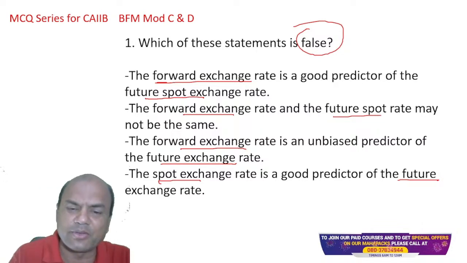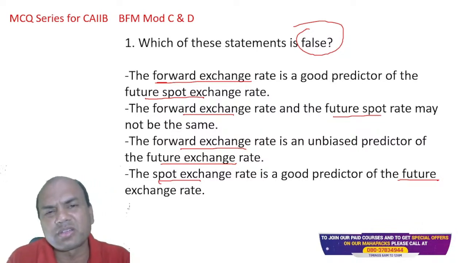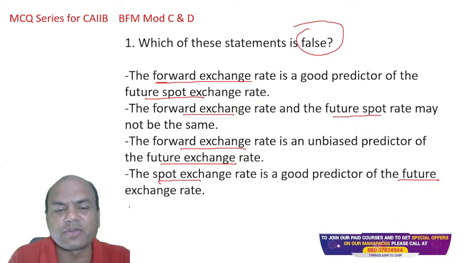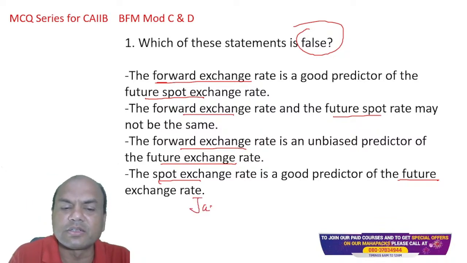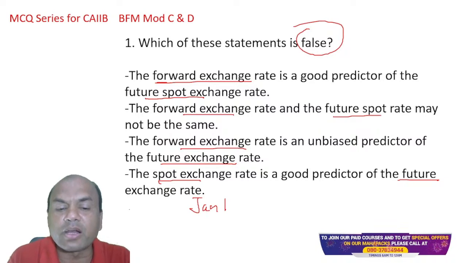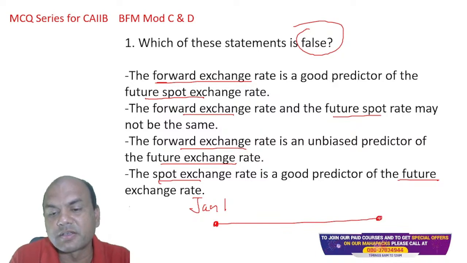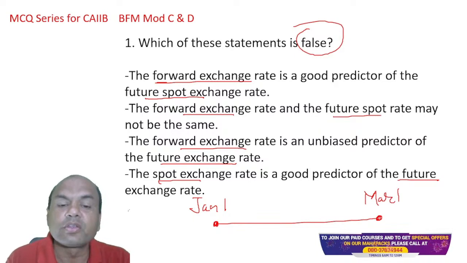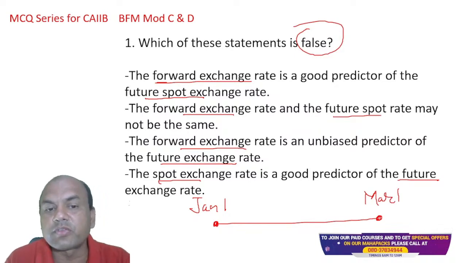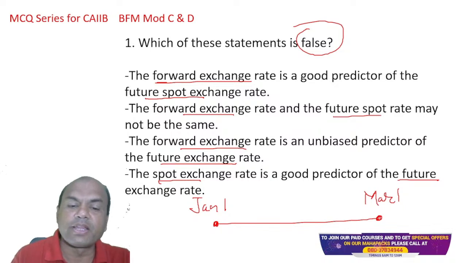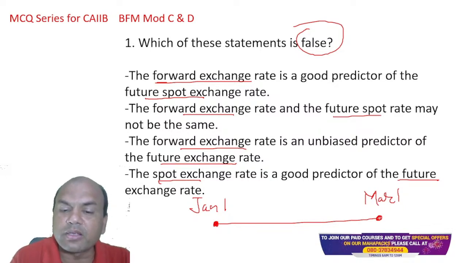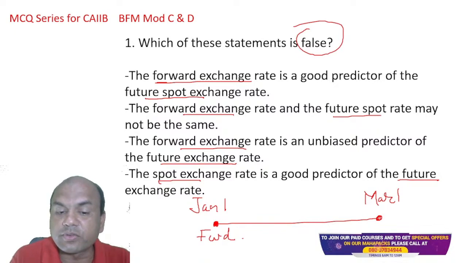Here, I'll explain in simple terms. Today is, let's say, any date. Let's consider 1st January. Today is Jan 1. Now I book a rate today for the dollar, and I book it for, let's say, March 1. So now understand what is forward exchange rate and what is future spot exchange. When I say forward exchange rate, I book this rate today for March. So this is known as forward because I have booked it today.